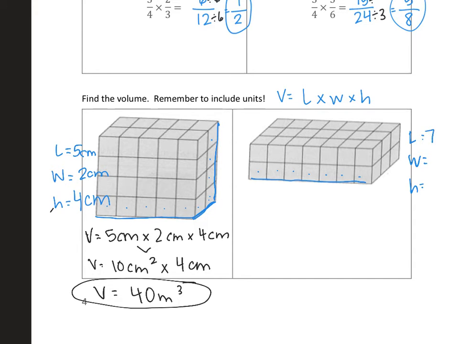7 centimeters. The width, you should have gotten 3 centimeters. And the height, how tall is it, is 2 centimeters. Okay, go ahead and plug that in to the formula.